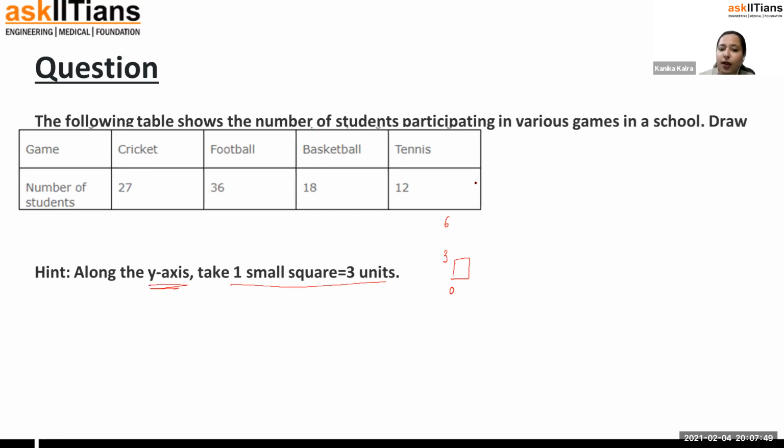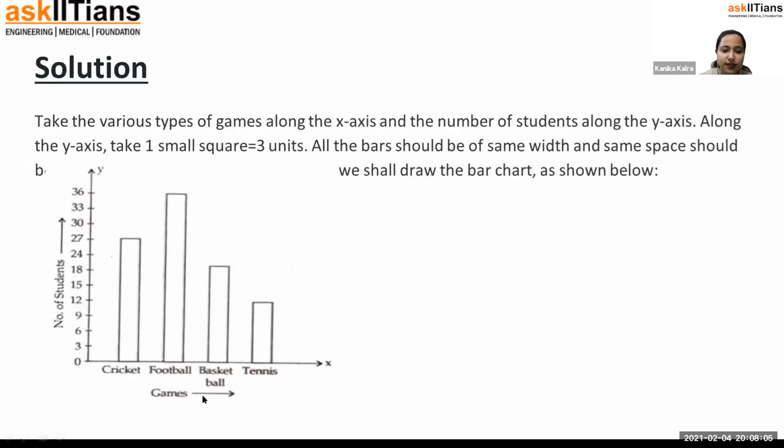This means you have to represent the frequency on the y-axis. And these are the data values. This needs to be represented over the x-axis. So let's understand how we draw the graph. Let's look at the next slide. So this is the graph given to you.